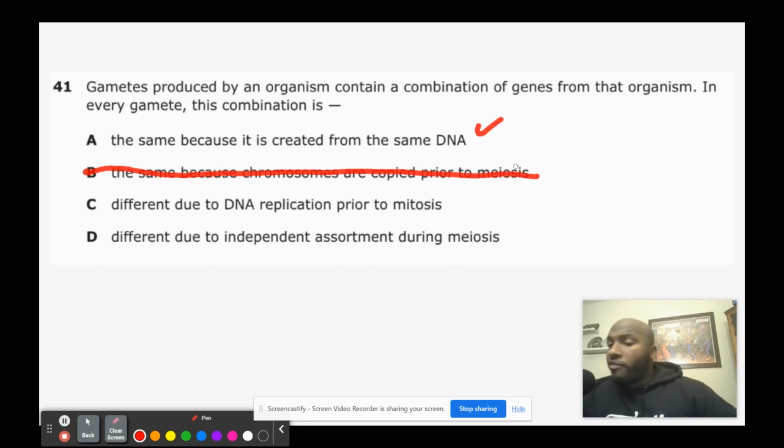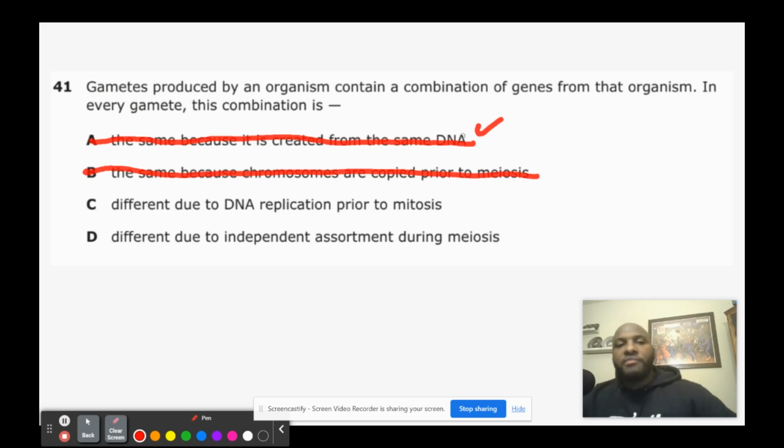Now, just from our first read, we've already eliminated one answer. We could eliminate letter A because it says the same. If there's one thing that we've learned from meiosis, it's that we're looking for genetic diversity, genetic variation. So it's not going to be the same. We don't want the same. So again, I can mark out A because it talks about same. Now, just like that, I have given myself a 50-50 shot to get this answer right.